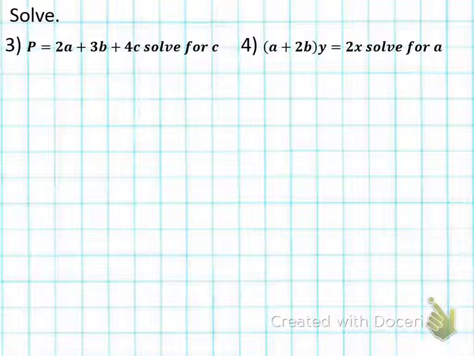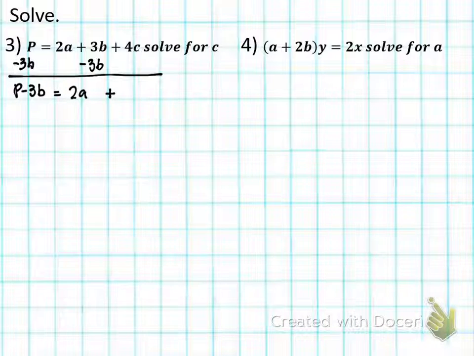Are there any subtraction signs by the c? No. Any addition signs by the c? Yeah, what's being added to the c? Okay, good. So let's work that out. First thing, let's subtract one of those. Let's subtract 3b first. You could do that all in one shot, or you can just do it a step at a time. So I just subtracted 3b.